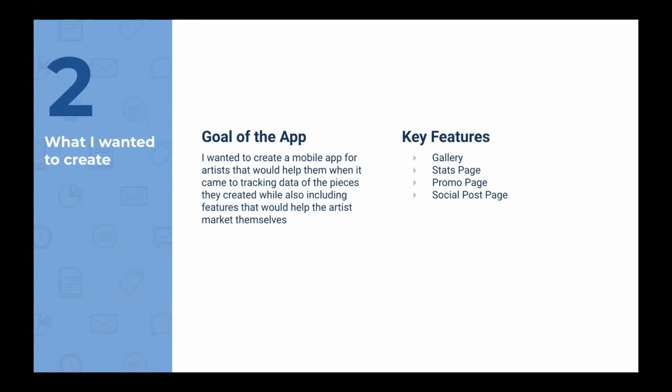Promo page was going to be the page that showcased the promotional events. So anything local or national would be shown on the user's page so they can see things they could apply for or sign up for. And then the social post page was the page that was going to be used to post everything at one time. So if you click a button, you can post to your Instagram, your Facebook, and your Twitter.